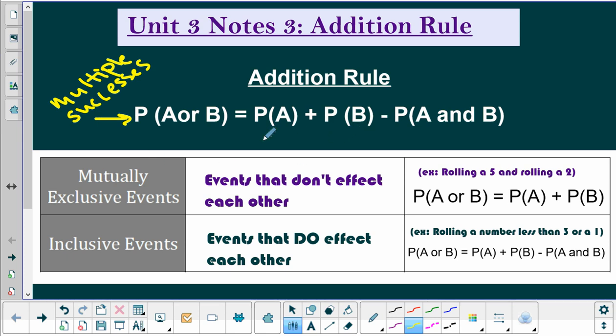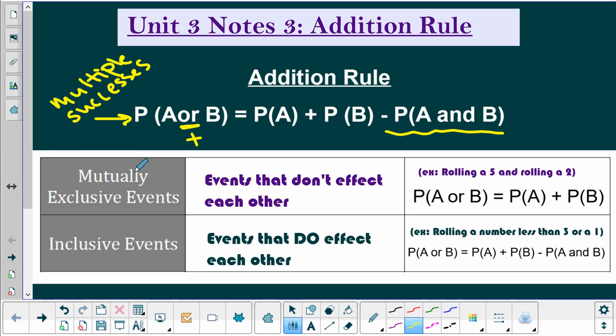So the addition rule looks like this. If we have the probability of A or B, that means that A is a success or B is a success. That's where we get that word or. That tells us that we have to add our probabilities. That gives us the probability of A plus the probability of B, but we're going to have to subtract some things out sometimes. That's what we're going to talk mostly about today. So one probability is what we're finding, but it has multiple successes.